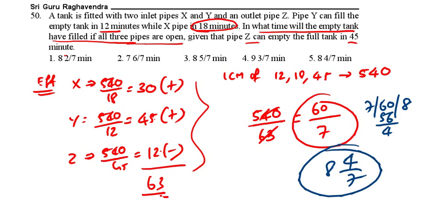The correct answer is 8 4 by 7 minutes. 8 4 by 7 minutes means option 5 is the correct answer. So with this we completed the second paper.